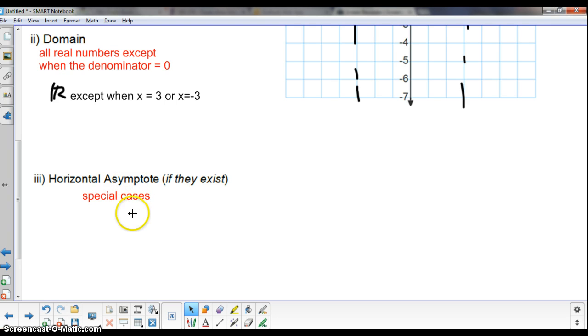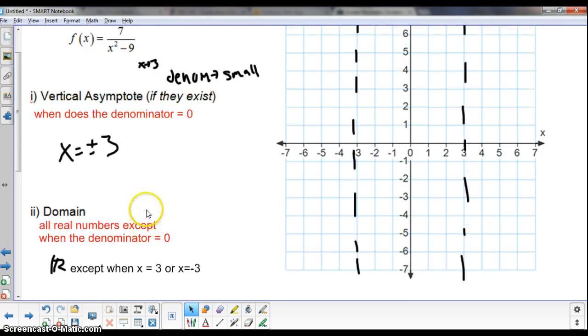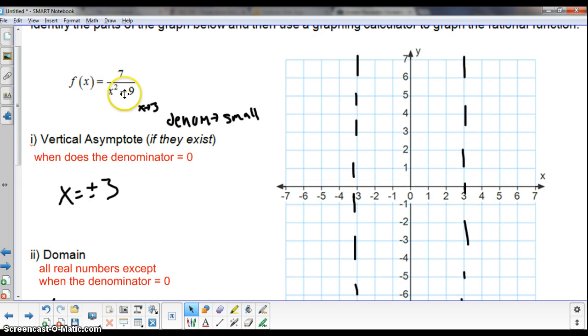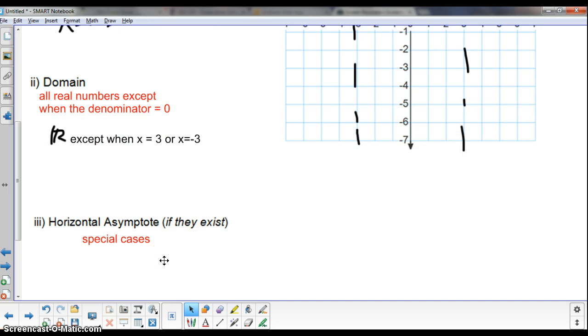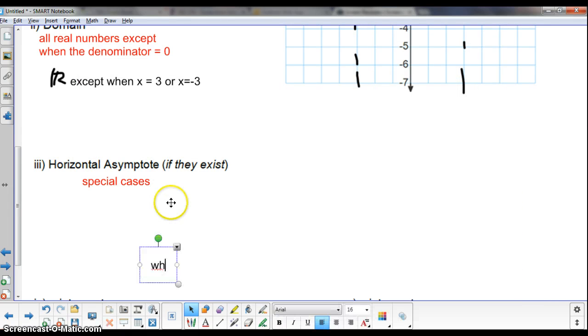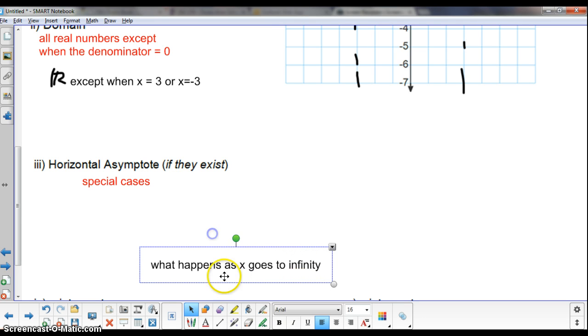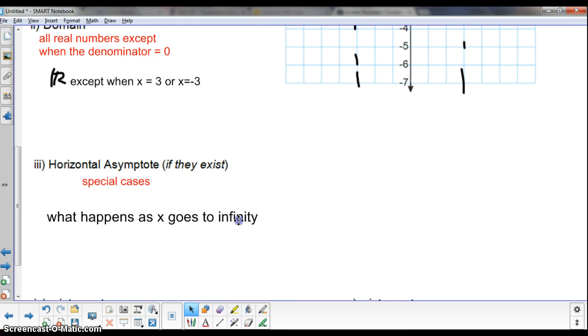Horizontal asymptote. This is the special cases and you need to study this. In this situation, the denominator has the power. So when x is a billion, you're going to have a billion squared, and that's going to be a super, super big number. What we're talking about here is what happens as x goes to infinity. You remember doing this with polynomials. Is it going to go to positive infinity or negative infinity? Well, rationals have other things that can happen.